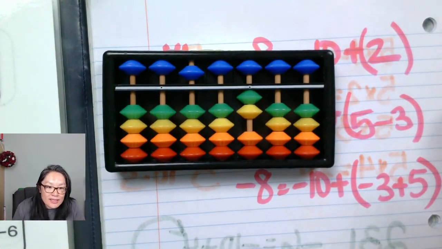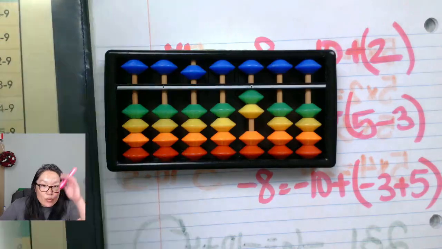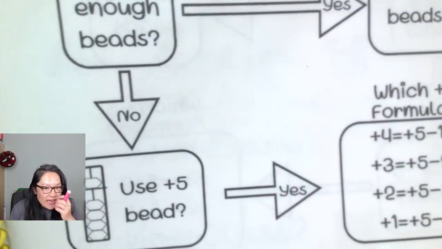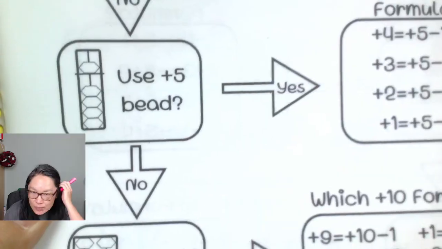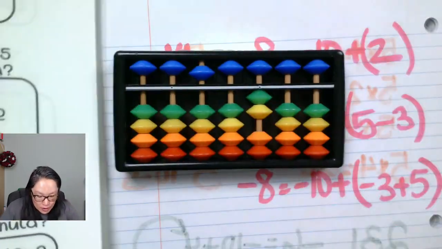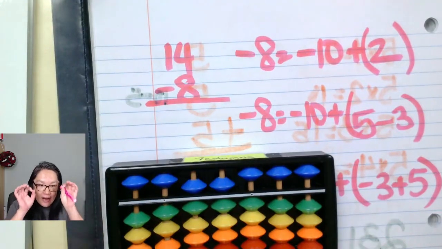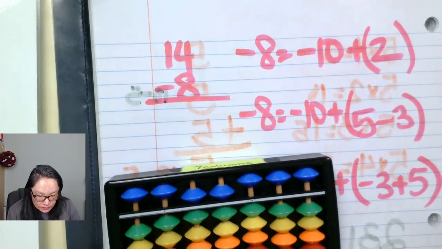Yeah, I was just thinking about it. Good. It makes sense, right? There's a framework when we do abacus. And this is the framework. Every number has to go through this process. Every number. Either this number or this number. It doesn't matter. Every number has to go through the same process.